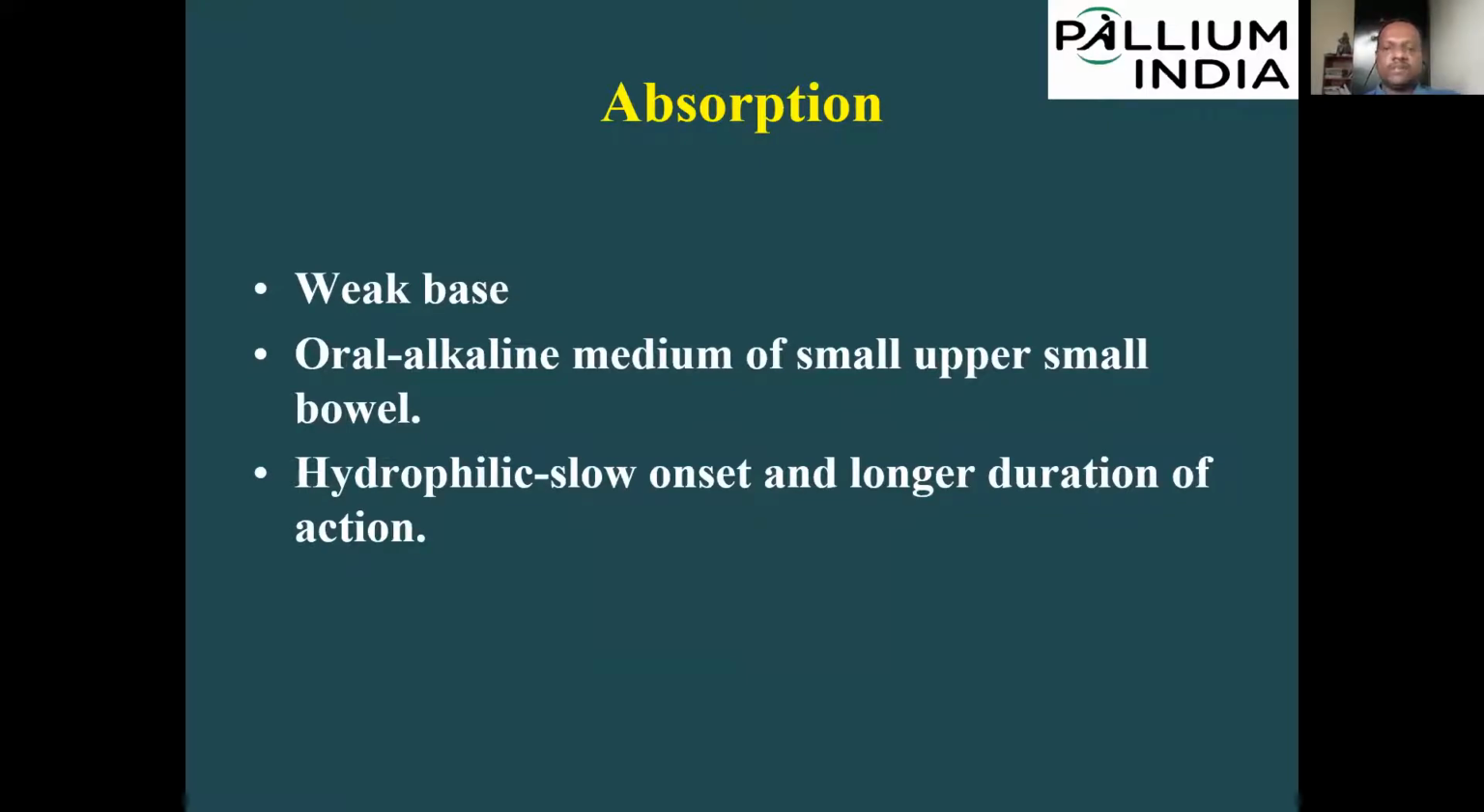Actually, morphine is absorbed from the upper small intestine, from the duodenum mainly. And morphine is hydrophilic, that is, it is water soluble. Because of this water solubility, it has a slower onset of action. But due to that itself, it has a longer duration of action as such. So it is hydrophilic.